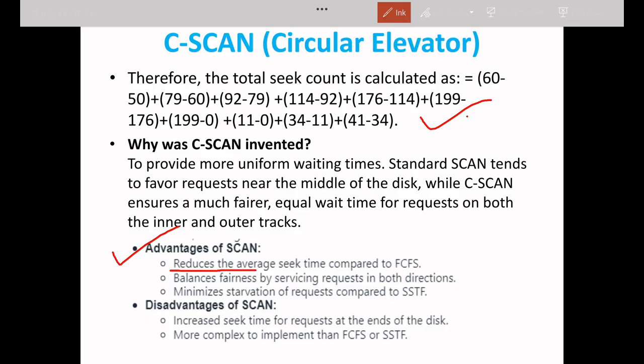So what is the advantage of SCAN? It reduces the average seek time if you compare with FCFS, and it balances, serving requests in both directions. But C-SCAN is not serving both directions. C-SCAN serves only one direction; then on the return there is no request you are fulfilling. Now it minimizes starvation. If you compare with SSTF, in SSTF there is starvation. This question came in your IIT interview.